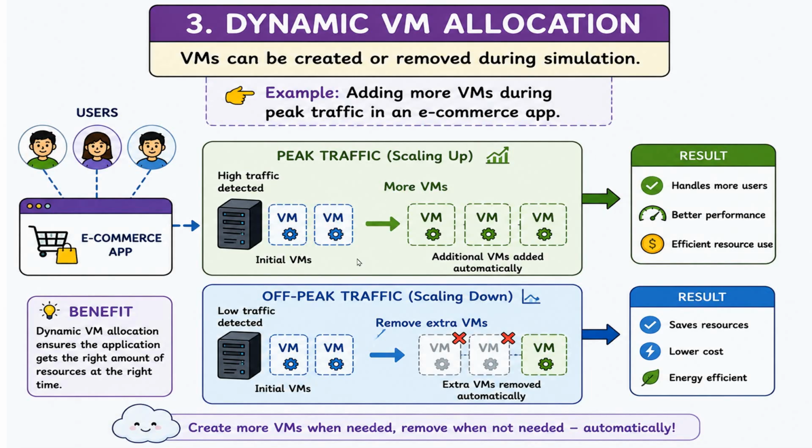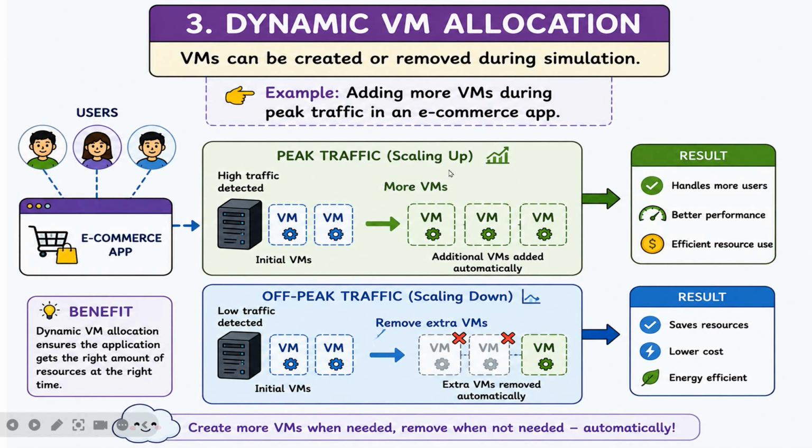Now, this figure explains the dynamic virtual machine allocation, which is one of the features of CloudSim. Here it shows how virtual machines can be automatically added or removed during simulation depending on the workload and the user traffic. On the left side of the image, you can see users access an e-commerce application. When many users use the application at the same time, the system will detect what? It will detect high traffic and increase the number of what? Virtual machines. This process is called scaling up.